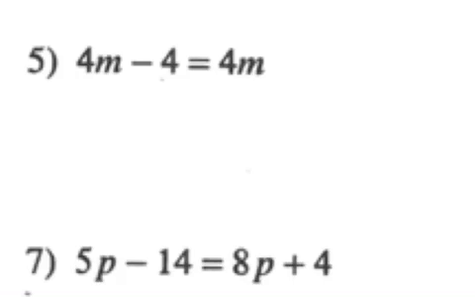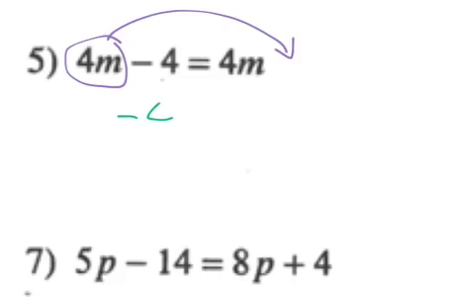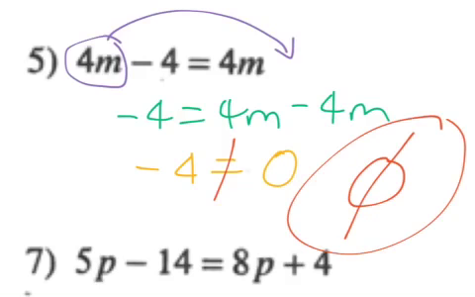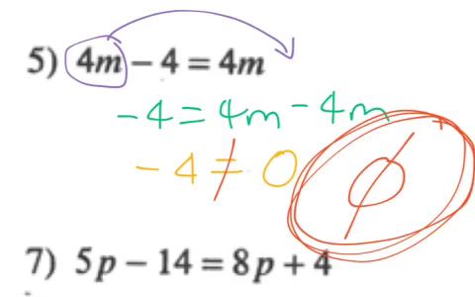I'm going to switch back to the claw method. 4m moves over here. In the process it becomes negative, so I get negative 4 is equal to 4m minus 4m, which will give us negative 4 is equal to a 0. 4m minus 4m makes a 0. That statement is not true, so our answer is empty set. Okay, empty set, no solution. You would have only had 2 in these 10 problems that were no solution.